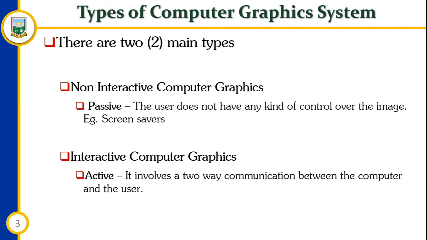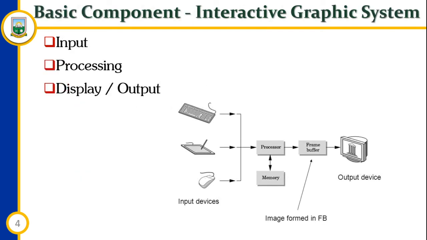So anytime you think about interactive computer graphics, you should always have it in mind that this type of computer graphics is active, and it is active in the sense that it involves a two-way communication between the computer and the user. Now, there are three main basic components that you should always have in mind when we talk about an interactive computer graphics system. These are the input, the processing, and the display, as listed over here.